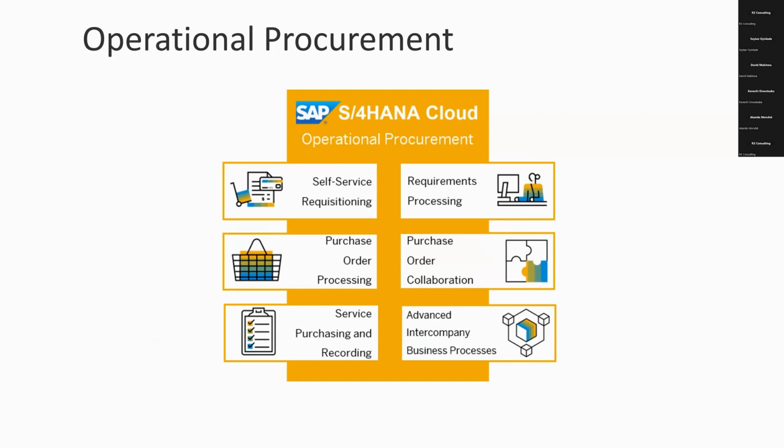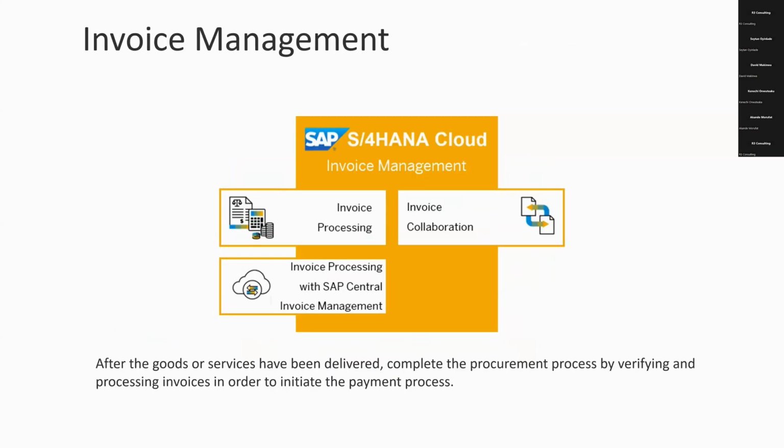So SAP S/4HANA Cloud sourcing and procurement helps with self-service requisitioning, requirement processing, purchase order processing, purchase order collaboration, service purchasing and recording, advanced intercompany business processes. So people in the HR department, people in different departments can place purchase requisition to a procurement department and it gets sorted. So this is a fantastic application or software to help stabilize and give you the quality you need in your operations.